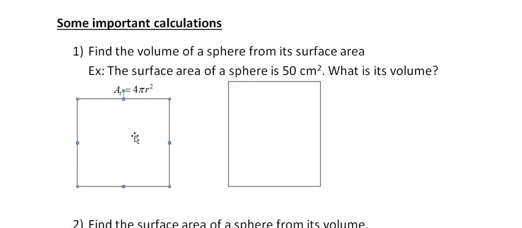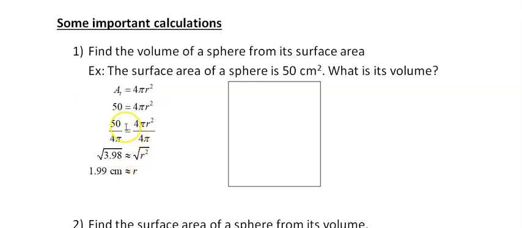So if you plugged in 50 and you solve backwards, you isolate r squared, you take the square root. It means that our radius is approximately 1.99. I keep 2 decimal places. I'm going to keep my entire irrational answer with all the decimal places when I plug into the next step, because the actual question was to find the volume.